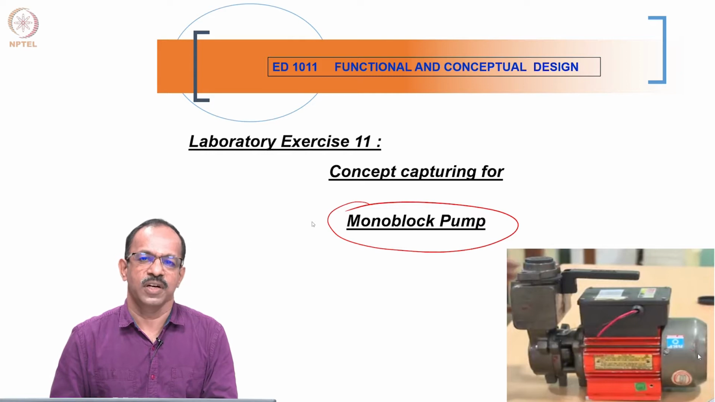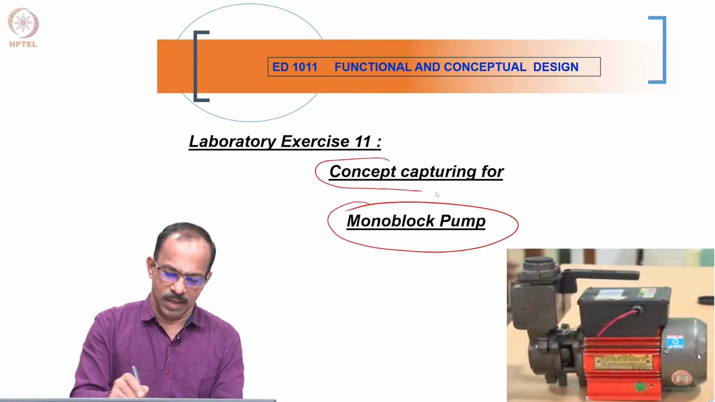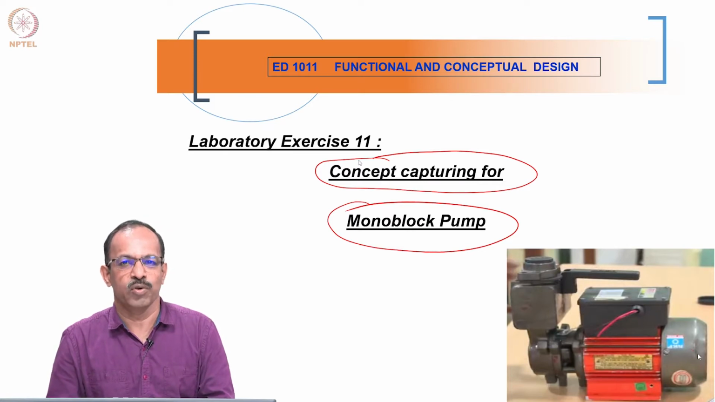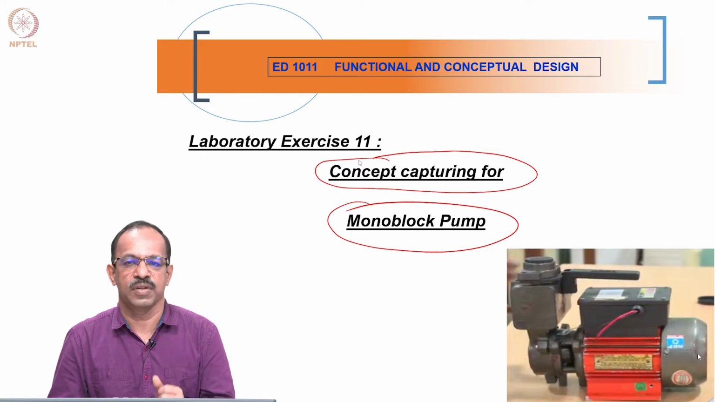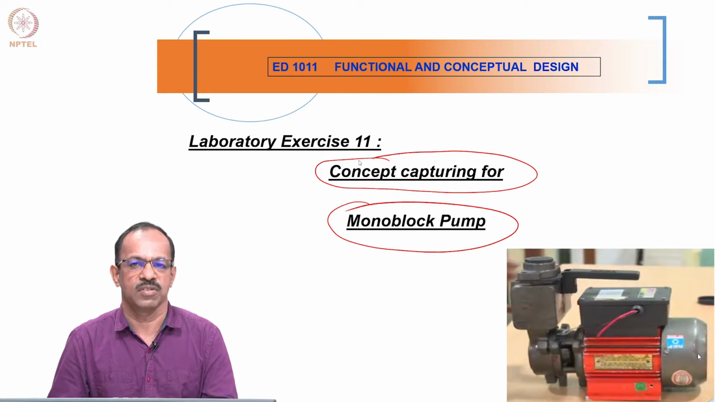So this exercise we are doing in order to do something called concept capturing. Actually you have been doing this concept capturing in all the exercises. Knowingly or unknowingly, you are looking at how a particular product is providing a function, so that the physical form of that product actually is a concept provided by the designer. We'll look into more details, because now you know what a concept is, how a concept is developed, and what are the ways in which you can have concept variants.